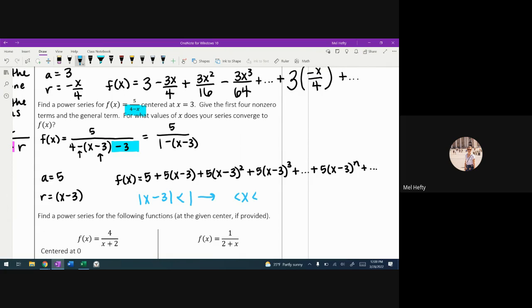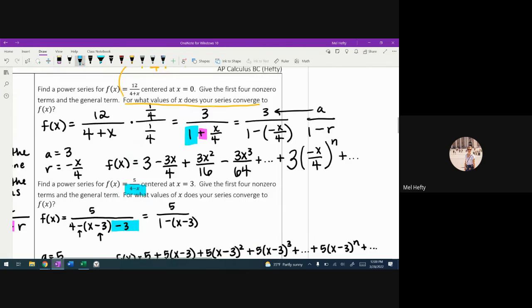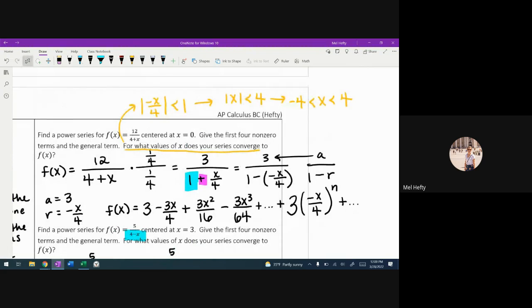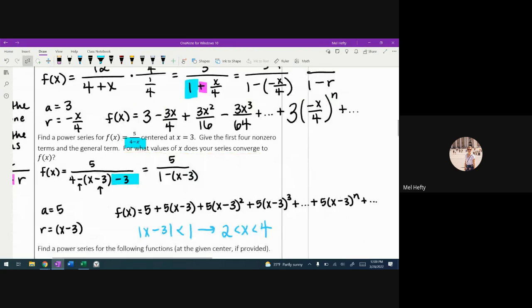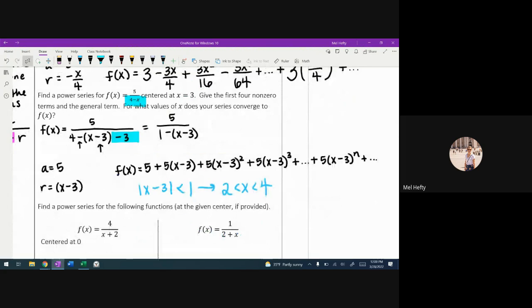So remember, to make these 2 numbers, we could go 3 down 1 or 3 up 1. So what should my interval of convergence look like? Let's go 2, 3 minus 1, or 4, 3 plus 1. Why is it? Because these were all centered at 0. So when I went either way, I had plus or minus the same number. Here, I was going plus or minus from a different number than 0.